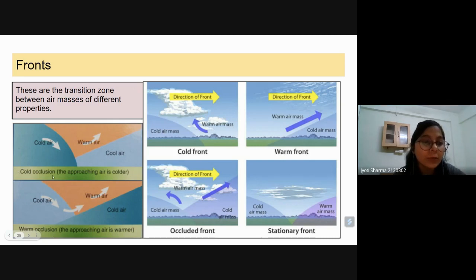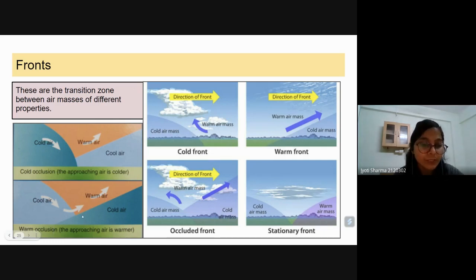What happens in the cold occlusion? Here is the coldest air, here is the cold air, and here is the warm air. Because the coldest air is pushing, the warm air will go up, then it will push the cold air again, because the coldest air will sink below. So this cold air will also go up, but the coldest air will sink. So this is the cold occlusion.